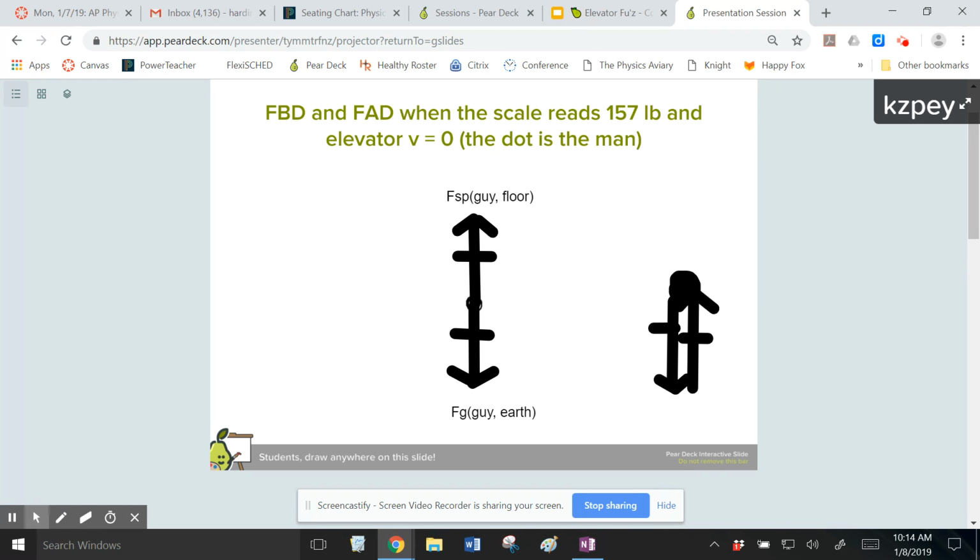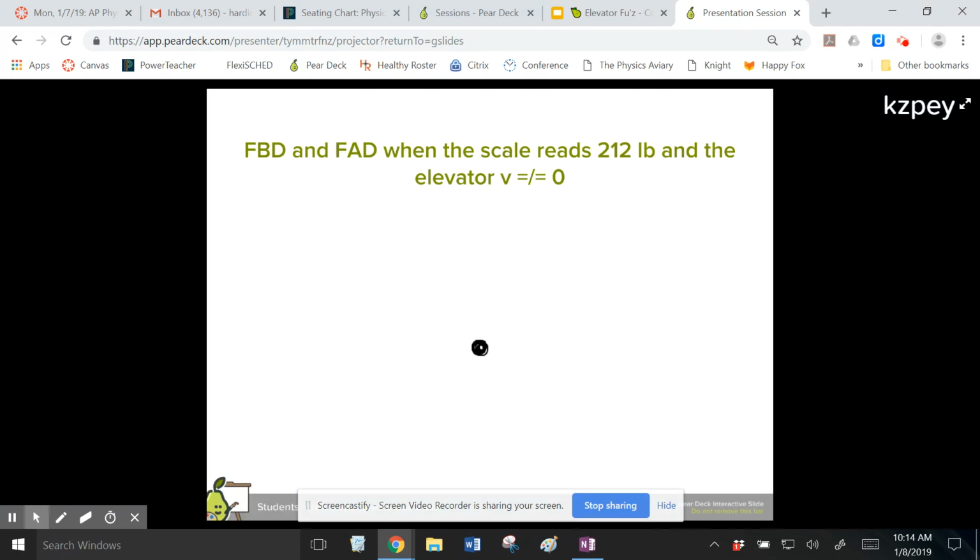All right. So that's what's happening. That's why the velocity is constant there. It's constant 0. Because if we were to put number values to it, you got 157 pounds down, you got 157 pounds up, okay? All right, so then what about when the scale reads 212 pounds?